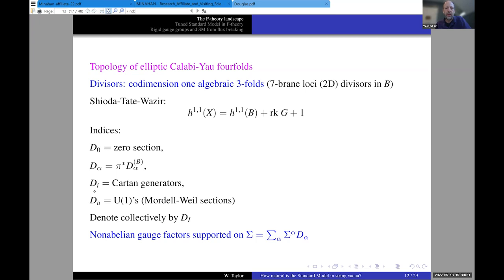Some of what I'll say will involve extra U(1)s, but not too much. So collectively, we use a capital I index and denote these. And I'll just note that the non-abelian gauge factors of the model are supported on a divisor, which is a sum, with slightly unfortunate notation here. The first sum is a sigma. The second sum is a coefficient sigma alpha D alpha. So two different meanings for that sigma alpha. Okay, so that's some notation.